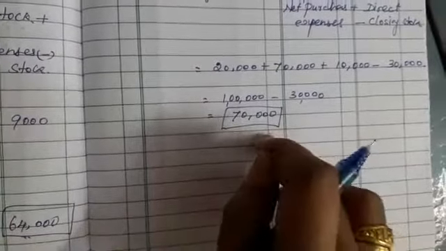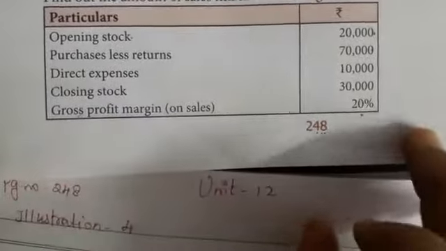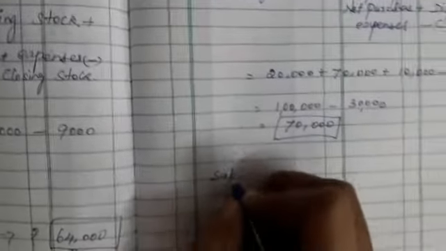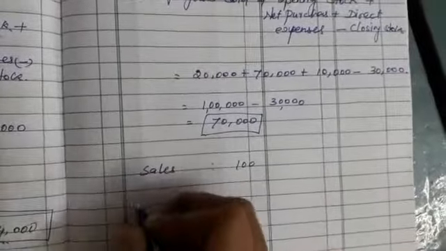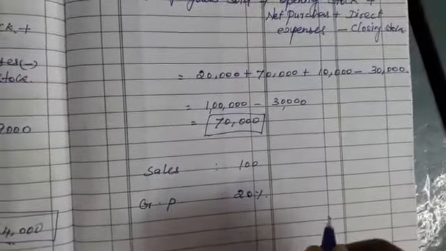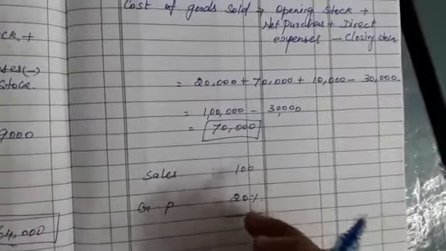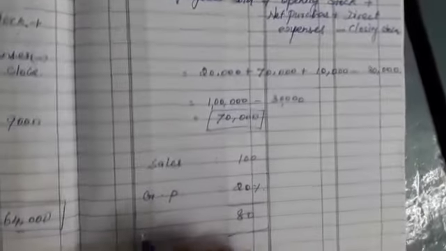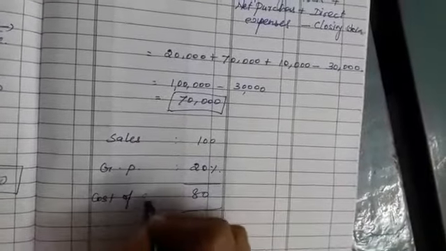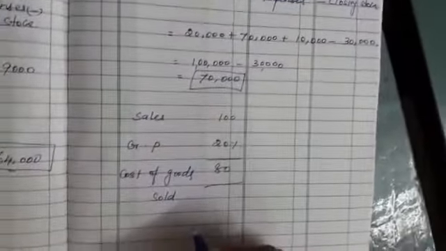Next, along with the cost of goods sold we are going to see sales. In our sum they have already given that gross profit margin is 20%. Let's see, for example, sales 100. GP is 20%, already given. So sales 100, GP 20, which means the remaining 80 is the cost of goods sold. Now we found out only the percentage. Now we are going to find out the rupees.